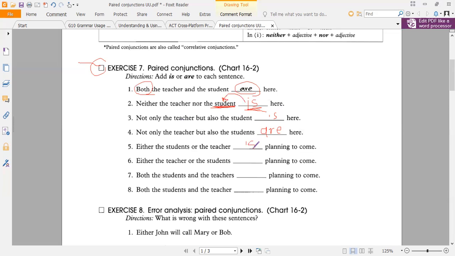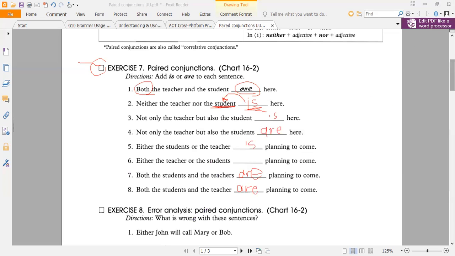Number 6. Are. Number 7. Are. Yes. Number 8. Are. So this is both we're talking about, and both is different than not only but also, and neither nor.